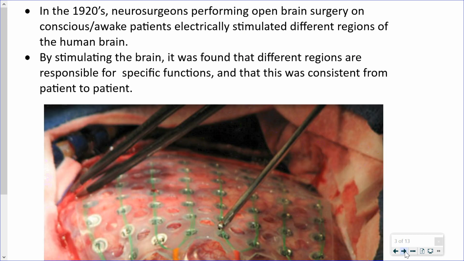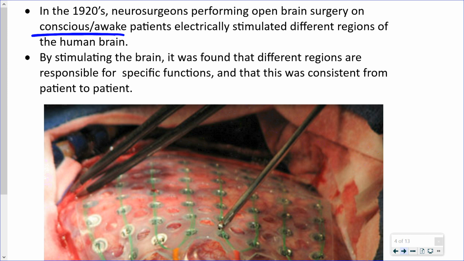Jumping ahead a little bit, in the 1920s, surgeons started to do open brain surgery. This is interesting because these patients can be awake during this process. There are no pain receptors in the brain, so surgeons can poke away at the brain tissue itself and no pain is felt. It's kind of like going to the dentist: all you need is a local anesthetic.